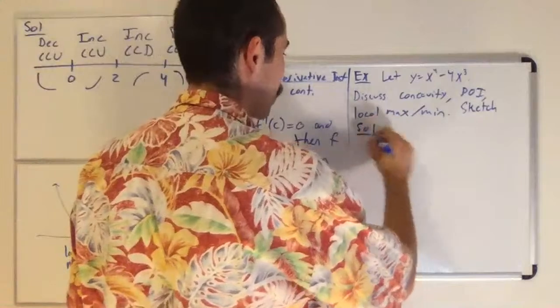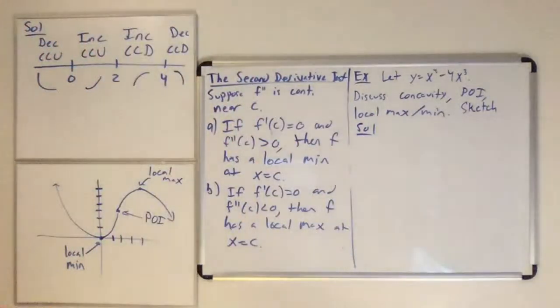Basically what we want to do in these questions is find the first derivative and the second derivative. And then we'll check when they're positive, when they're negative, and when they're zero.